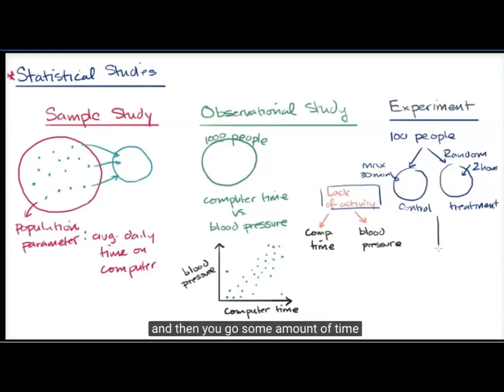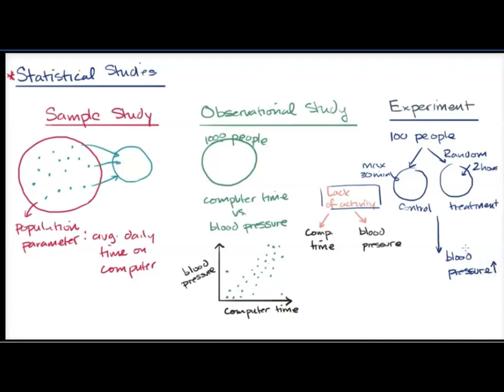And then you go some amount of time and you measure blood pressure. And if you see that, wow, this group definitely has a higher blood pressure. So the blood pressure is higher here. And once again, some of this might have just happened randomly. It might have been the people you happen to put in there, et cetera. But depending if this was a large enough experiment and you conducted it well, this says, hey, look, I'm feeling like there's a causality here. That by making these people spend more time in front of a computer, that actually raised their blood pressure.